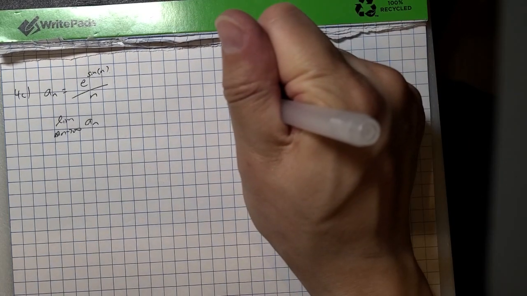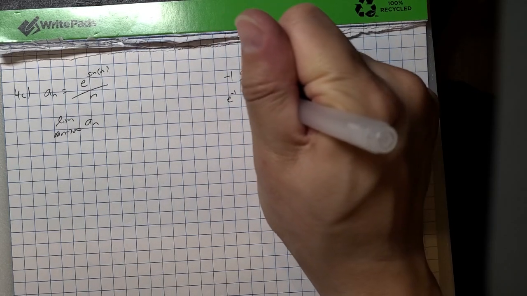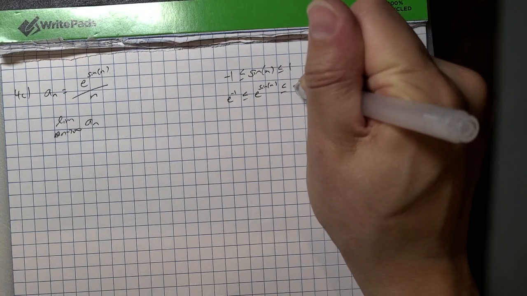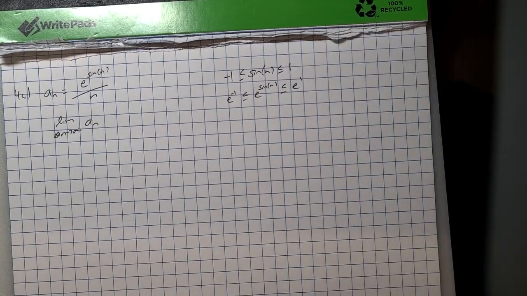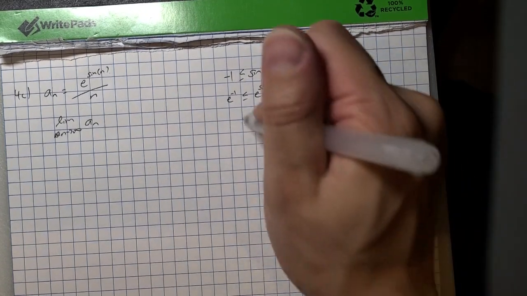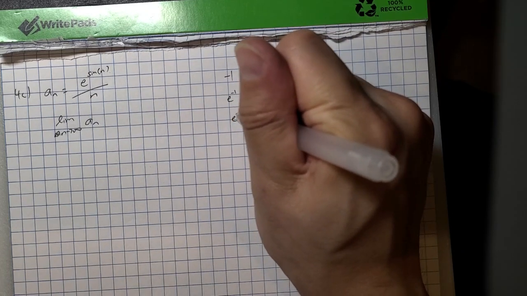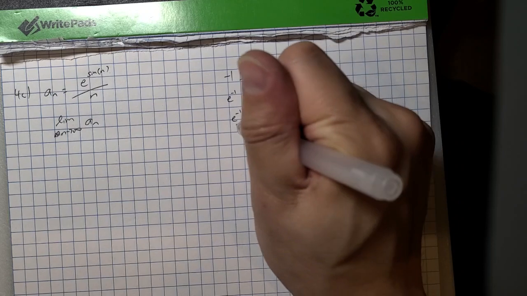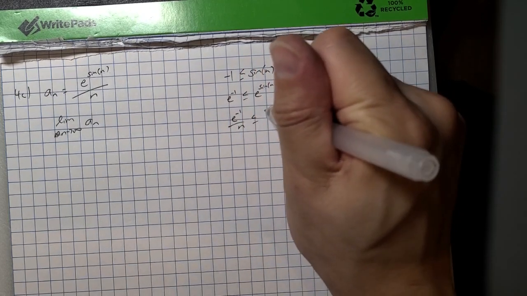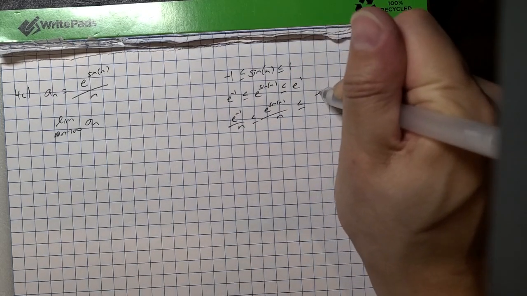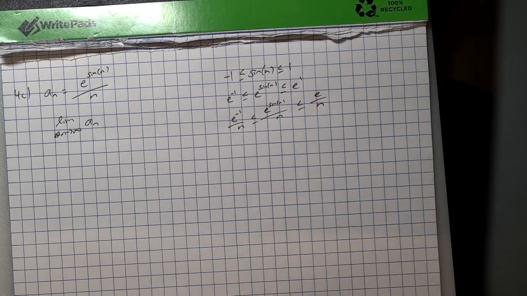So we know e to the minus 1 is less than or equal to e to the sine of n, which is less than or equal to e to the first power. We exponentiate it everywhere, and then now we multiply by 1 over n everywhere. E to the minus 1 over n less than or equal to e to the sine of n over n less than or equal to e over n.